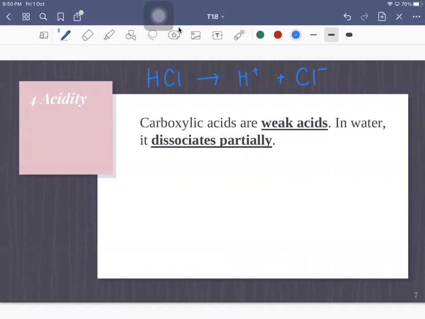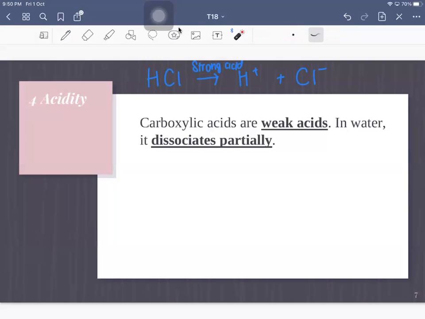But what if we are looking at an organic acid, a carboxylic acid? Carboxylic acids are weak acids. It dissociates partially. So this is a strong acid, and it dissociates fully, completely dissociates. That's why you get a full one direction arrow. Is that right? Okay.